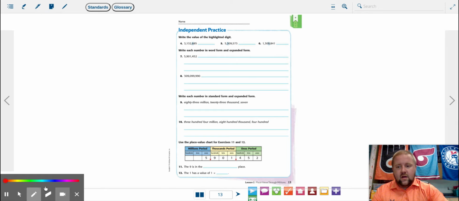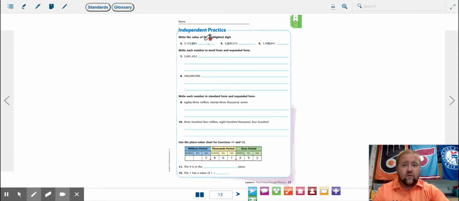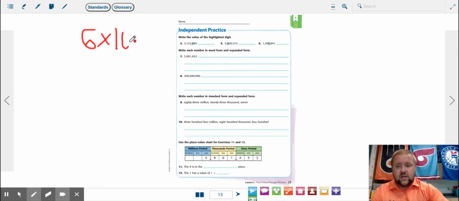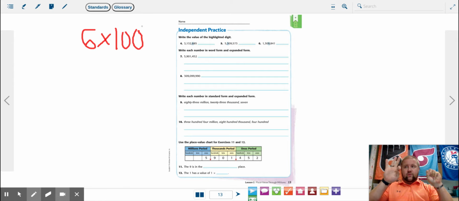So again, for number 4, it says write the value of the highlighted digit. Well, we see we have a 6 here. We want the value. The 6 is in the hundreds. So that means we have 6 100s. So 6 times 100. So again, 6, 100, 200, 300, 400, 500, 600. So that would be 600 is the value of the digit. Not the place value, not what place value is it in. What is the value of the digit? So that would be a 600.